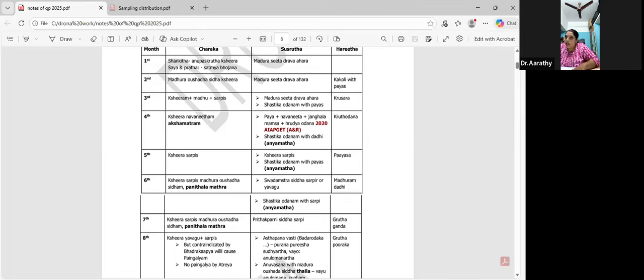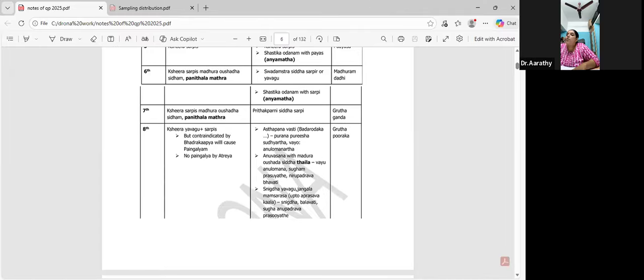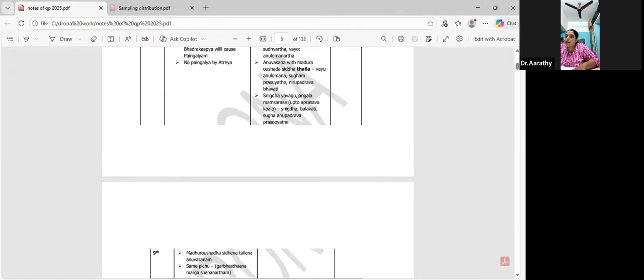Then coming to Harita, it is also important. You can note that from the 2nd month it is said, not from the 1st month. So don't miss that point. From the 2nd month it is Kakoli with Payas. 3rd month it is Krishara. 4th month it is Krutodana. 5th month Payasa. 6th month Madhura Dadhi. 7th month Grita Khanda. And 8th month Grita Pura. So note down all these points.